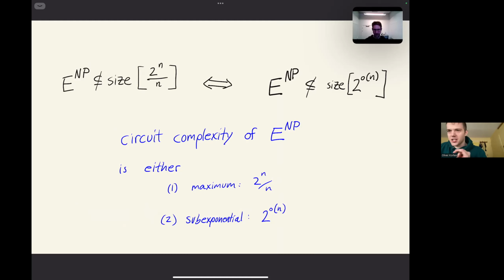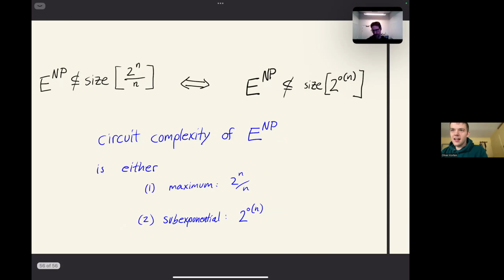So this is kind of just a curious thing, that we don't really know anything like this for other complexity classes. It's a bit weird, and using this range avoidance problem and the reductions to and from it, we can show that this complexity class has the property that its circuit complexity is either the maximum or significantly smaller.